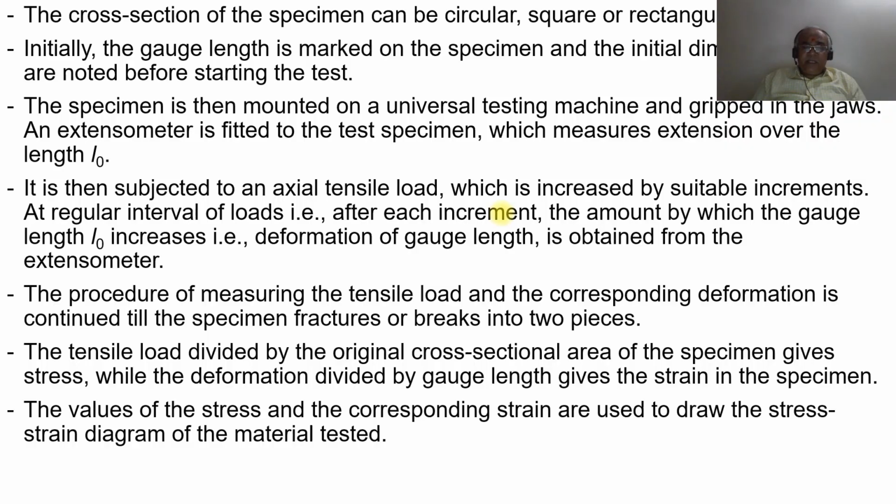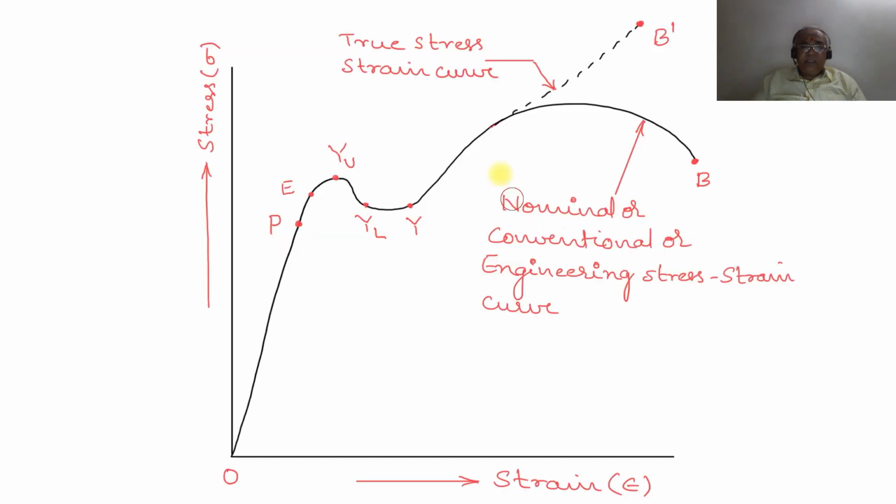The values of stress and the corresponding strain are used to draw the stress-strain diagram of the material. So here you can see that the stress is known and the strain is known, depending upon the particular stress, and we can find the strain. As we start plotting, the values get plotted, and this is the nature of the curve you will get after the application of load.